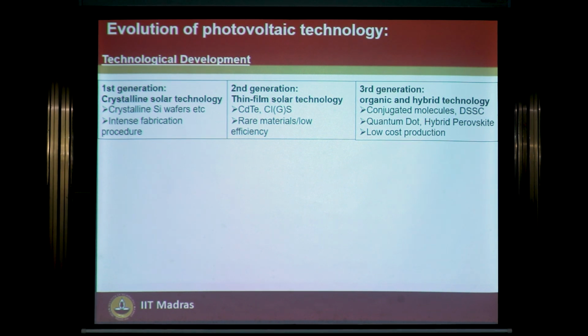And then comes the third generation, which is what we have been looking at for the past 1.5 decades, using some organic semiconductors, which are basically sp2 hybridized conjugated molecules that can photoactively absorb photons and then generate charges. Along with that, there is also the concept of dye sensitized solar cells, which work on the same basic principle. We also come across quantum dot based cells, and what we are mainly focused on now, the hybrid perovskites, organic inorganic hybrid metal halide perovskites.